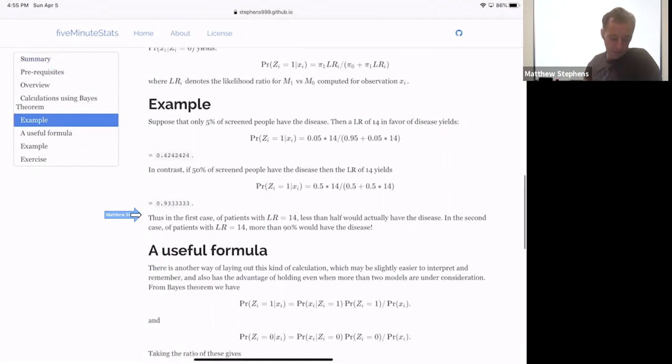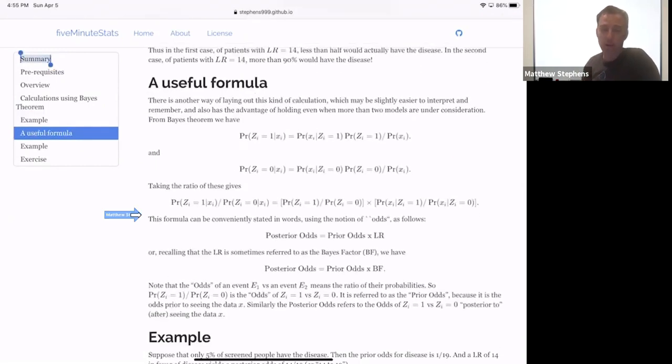So this formula here, this way of thinking about it, posterior odds equals prior odds times likelihood ratio, can just be a convenient way of seeing that the likelihood ratio is being weighed against prior probabilities in order to decide on the posterior probability.